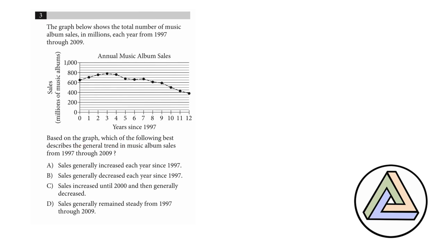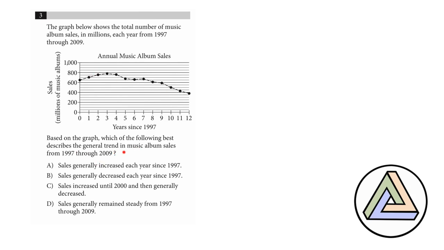Based on the graph, which of the following best describes the general trend in music album sales from 1997 through 2009? Well, again, this is 1997, 98, 99, 2000, 2001, 2, 3, 4, 5, 6, 7, 8, 9. Okay, so this is actually 2009. So when they say that, they mean the whole thing. Just sort of double checking that.